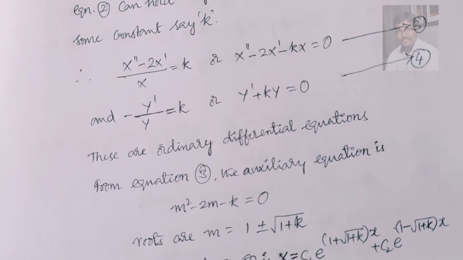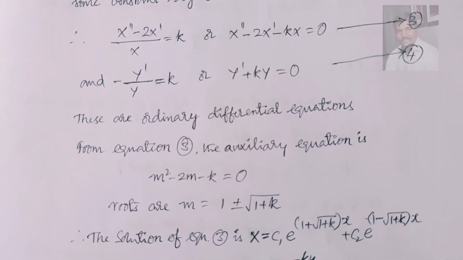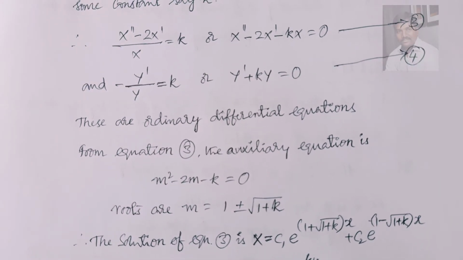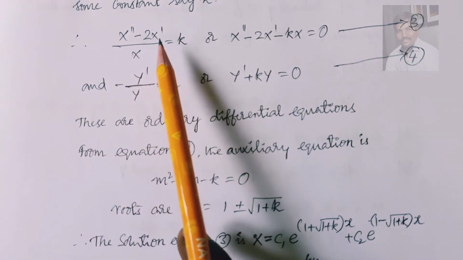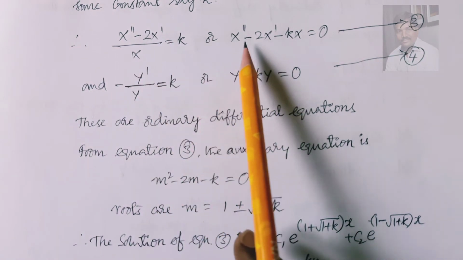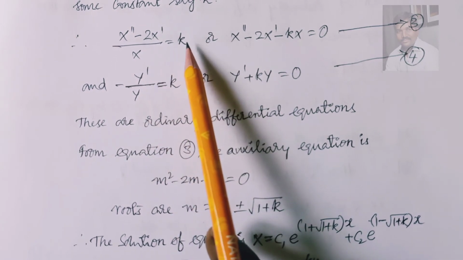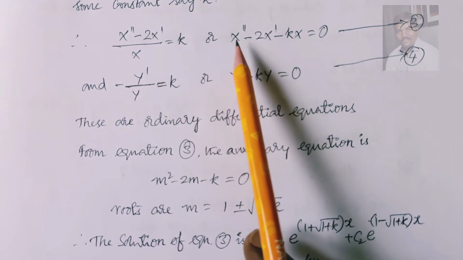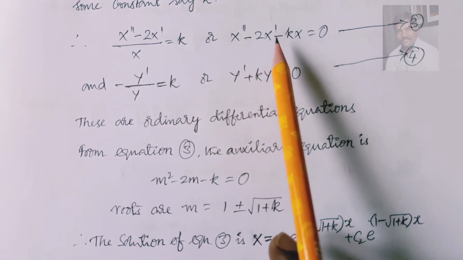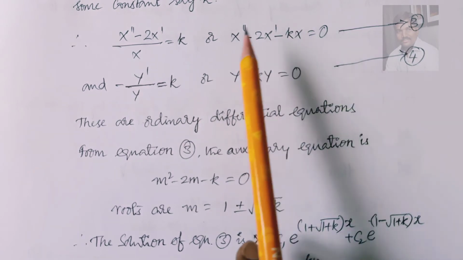So by equating to some constant, capital X double dash minus 2 capital X dash by x is equal to k. From this, you can take this x, multiply with k and take it to the left side. There you will get the equation: capital X double dash minus 2 capital X dash minus kx is equal to 0. Second order differential equation.